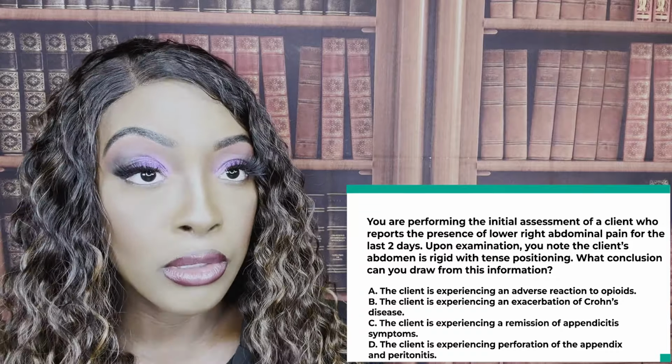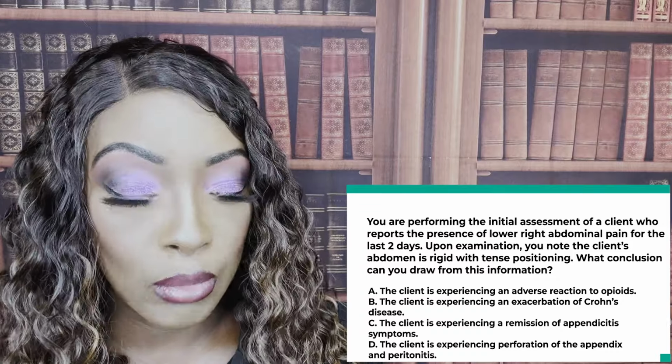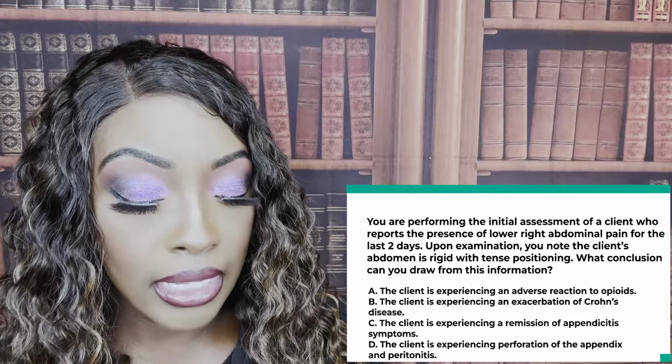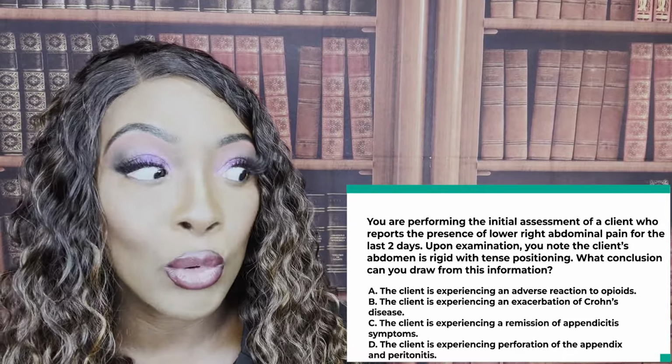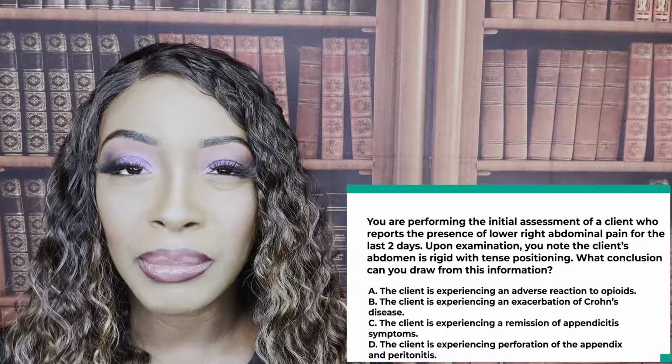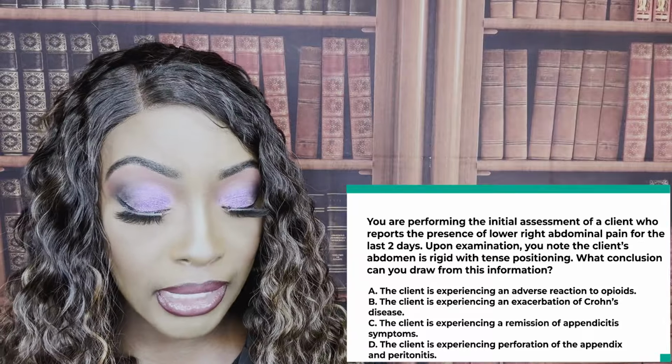And guys, the correct answer is D. We got lots of clues that would lead us to the D. Let's take a look. So the first one, right lower abdominal pain. When you hear right lower abdominal pain, what should you automatically be thinking of? Appendicitis.